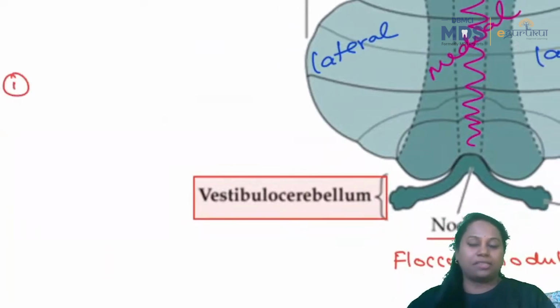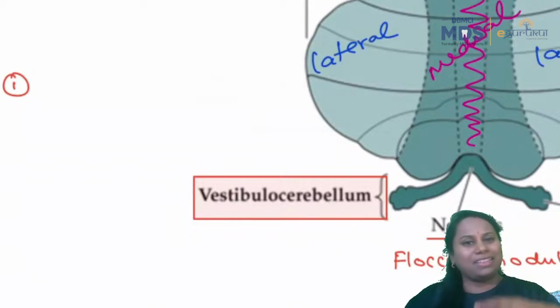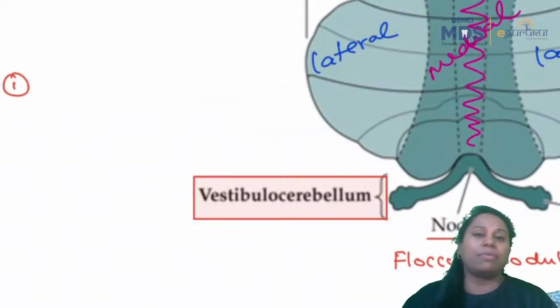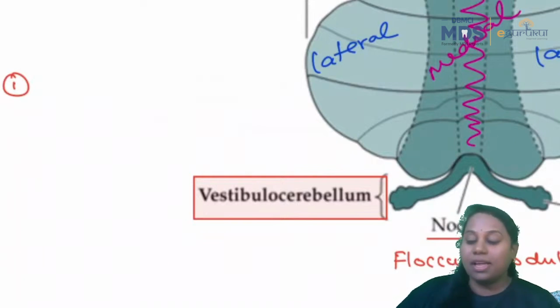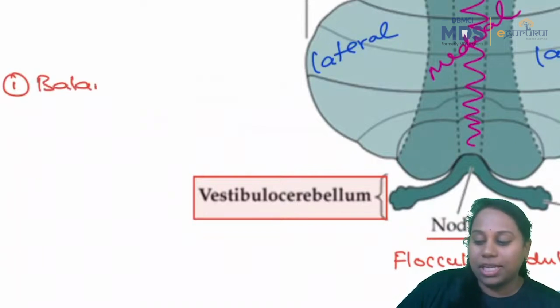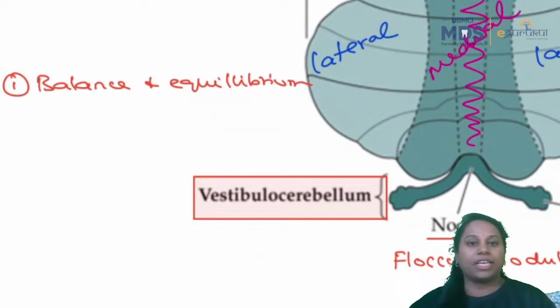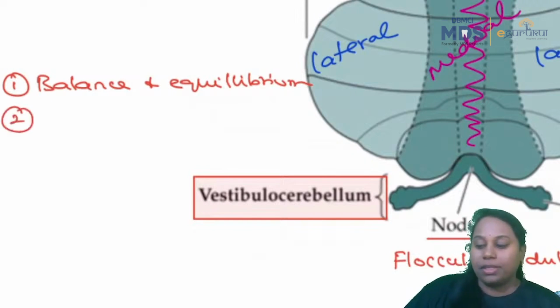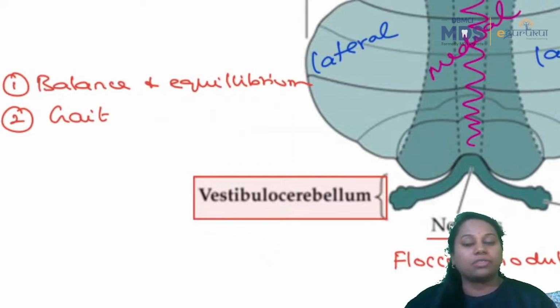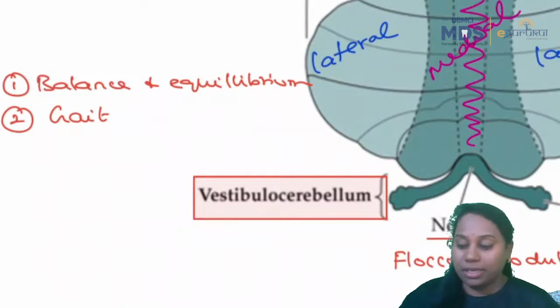As the name indicates, vestibulum, anything related to vestibulum means we are talking about the vestibular apparatus. What is the function of vestibular apparatus? Balance. So this helps in balance and equilibrium. If you can maintain your balance and equilibrium, you can maintain your gait. What is gait? Gait means the way you walk. The walking style is called as gait.